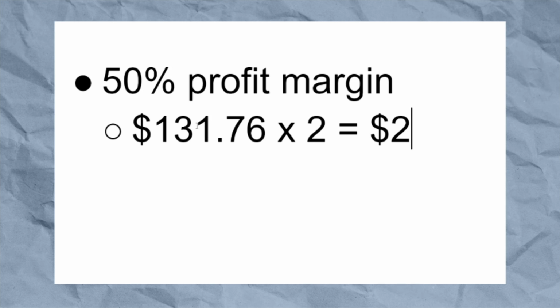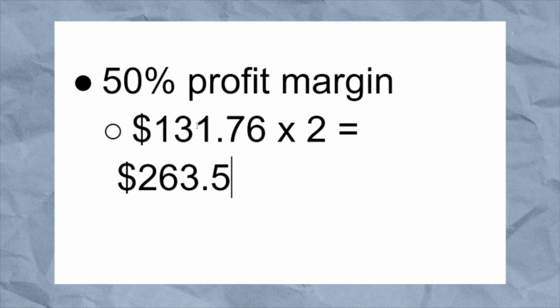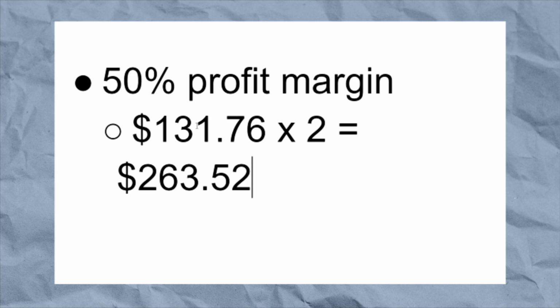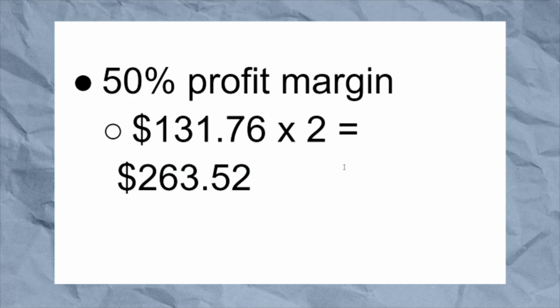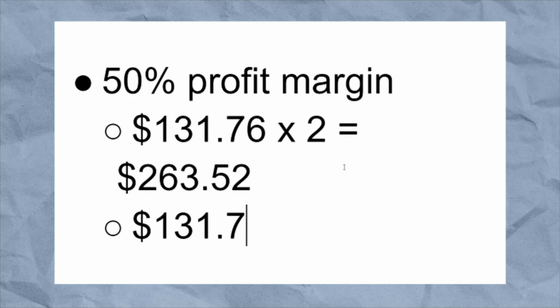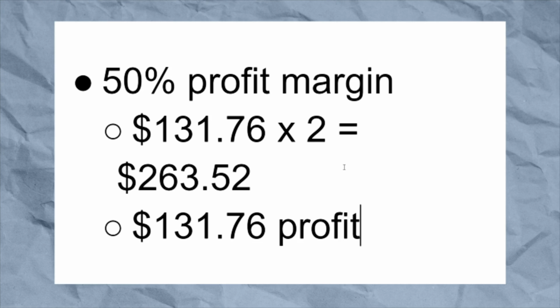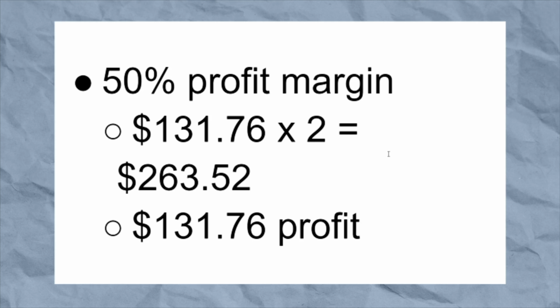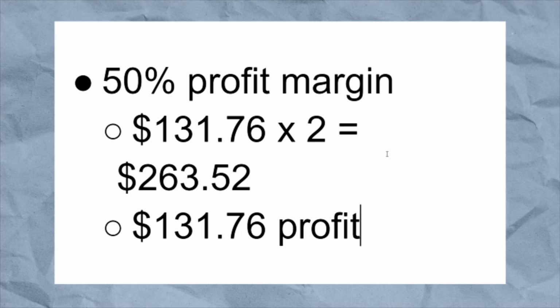So with that, I know that my sale price should be $263.52. So if I charge that for this job, I know that I'd be making $131.76 of profit. And that's how to determine what you should be charging for your custom garments with HTV.